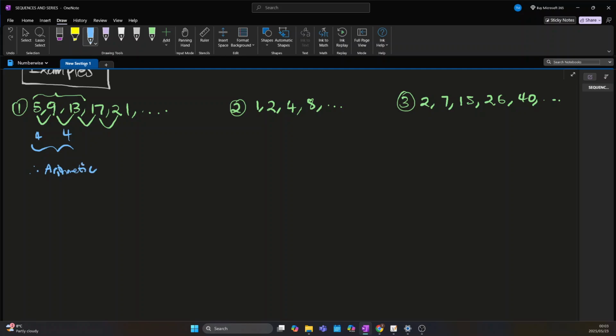And then for the next one, we first look at the ratios. 2 divided by 1 is 2, and 4 divided by 2 is 2. We check the first three terms, and we have a constant ratio, which is r. Therefore r is 2, and therefore this is geometric. This is geometric because we have a constant ratio.